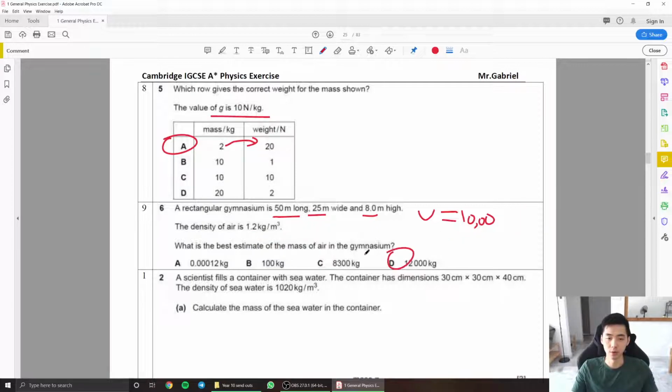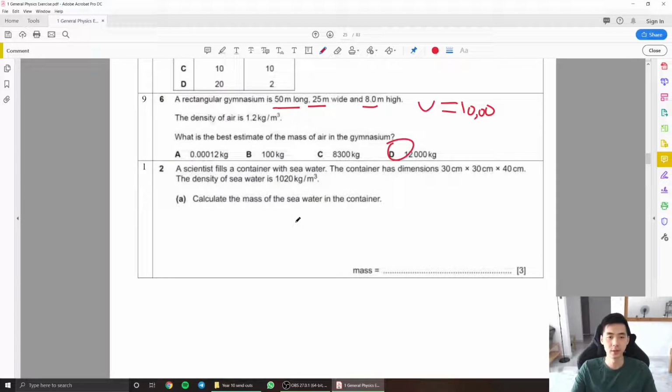Very easy and straightforward. And the final question for this exercise here. The scientist fills a container with seawater. The container has certain dimensions, and the density is given.